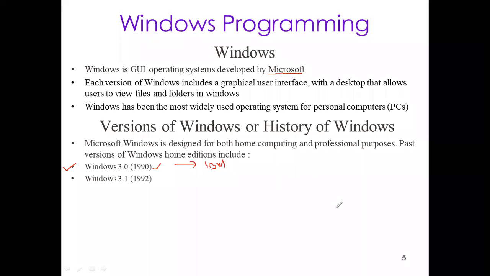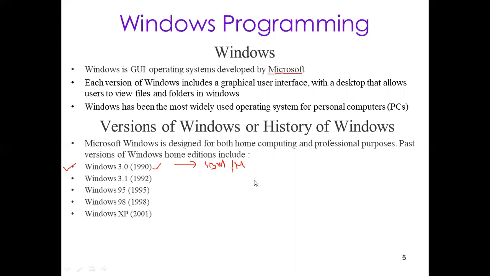From Windows 3.0 in the 1990s, Microsoft launched its commercial Windows for personal computers. So these are some history or examples. In 1990, Windows 3.0 was developed. Then in 1992, Windows 3.1. In 95, Windows 95. Then in 98, Windows 98. And in 2001, Windows XP, which is very popular.